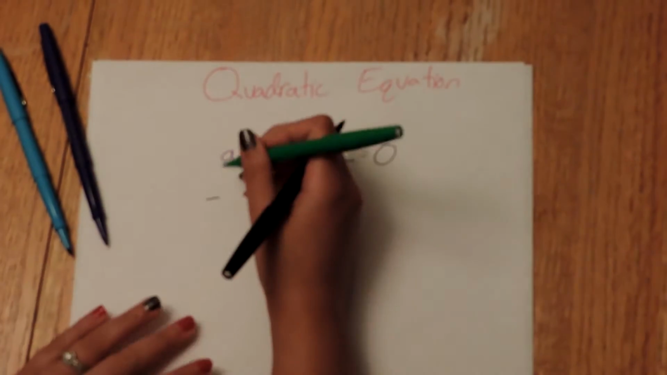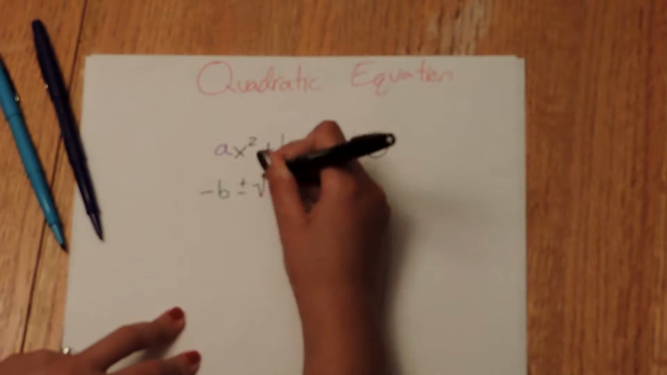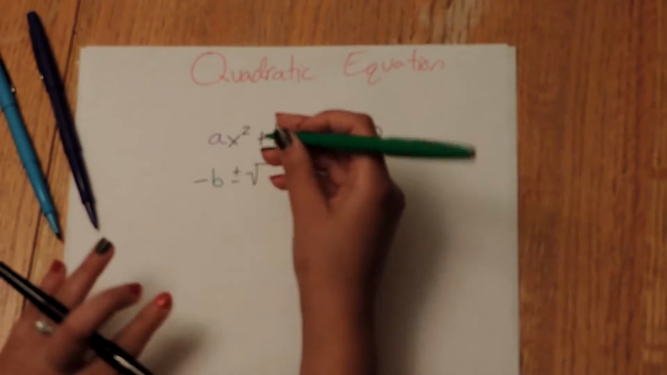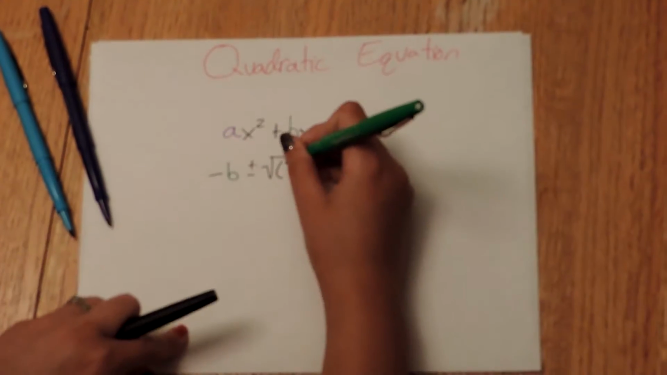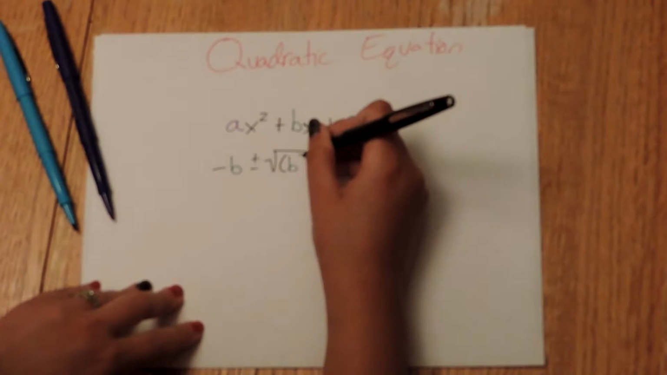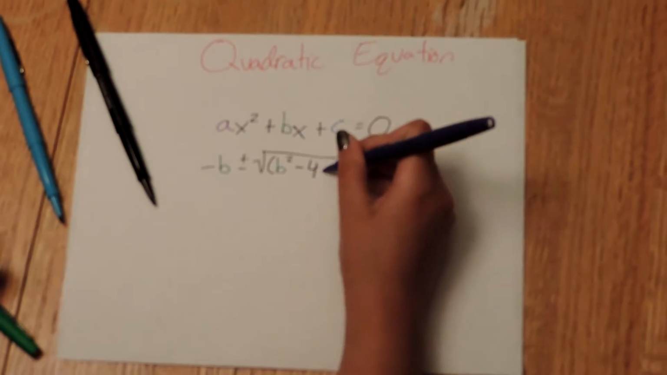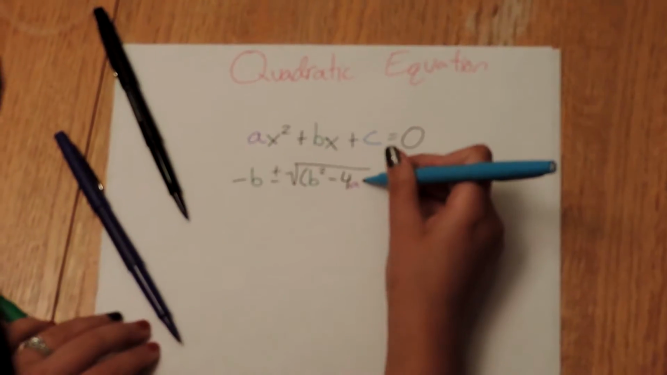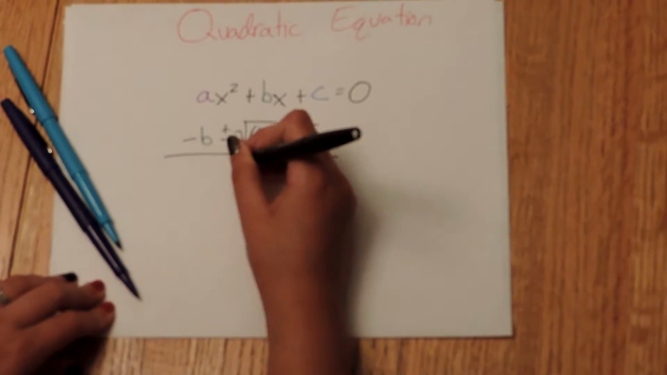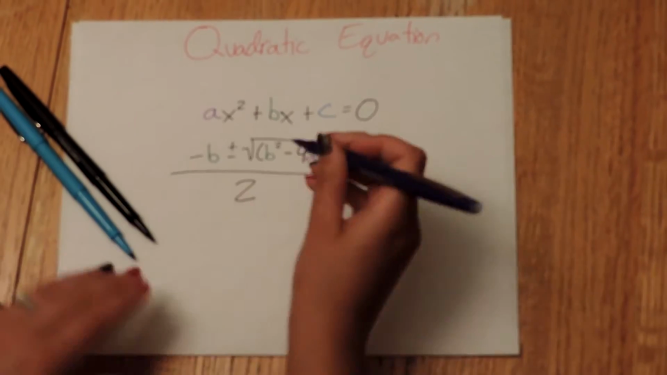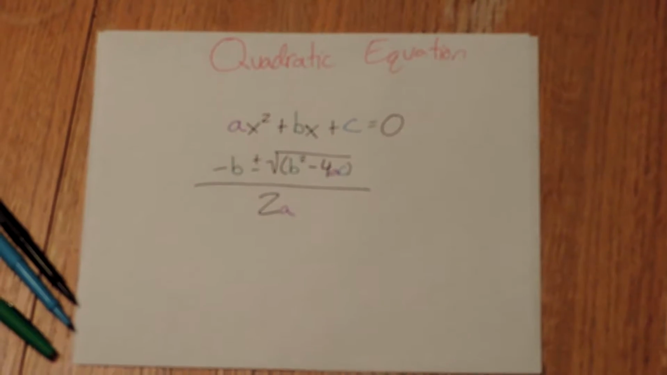negative b plus or minus square root b squared minus 4ac, all over 2a. So I've color-coded this so y'all are able to see a little bit better.